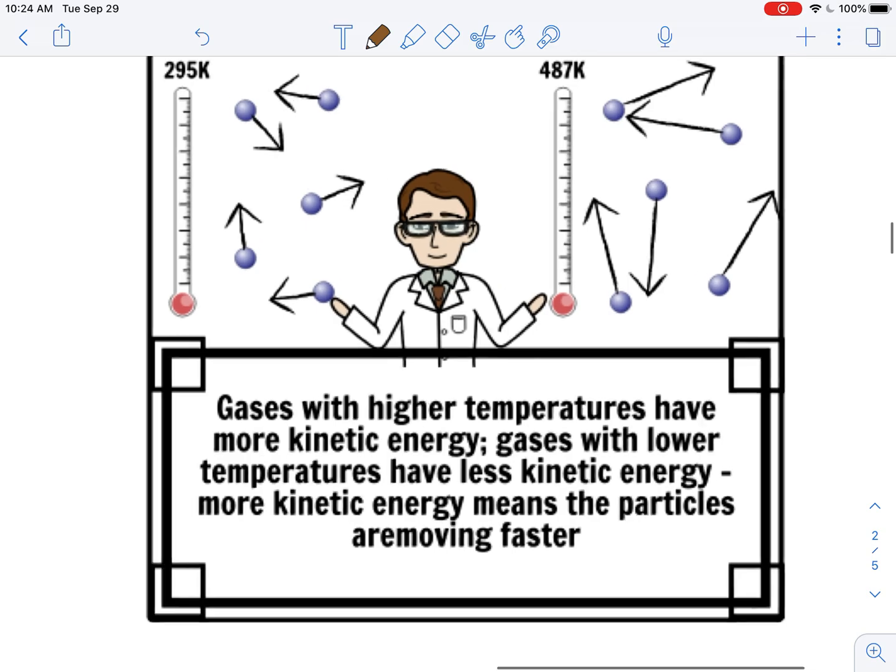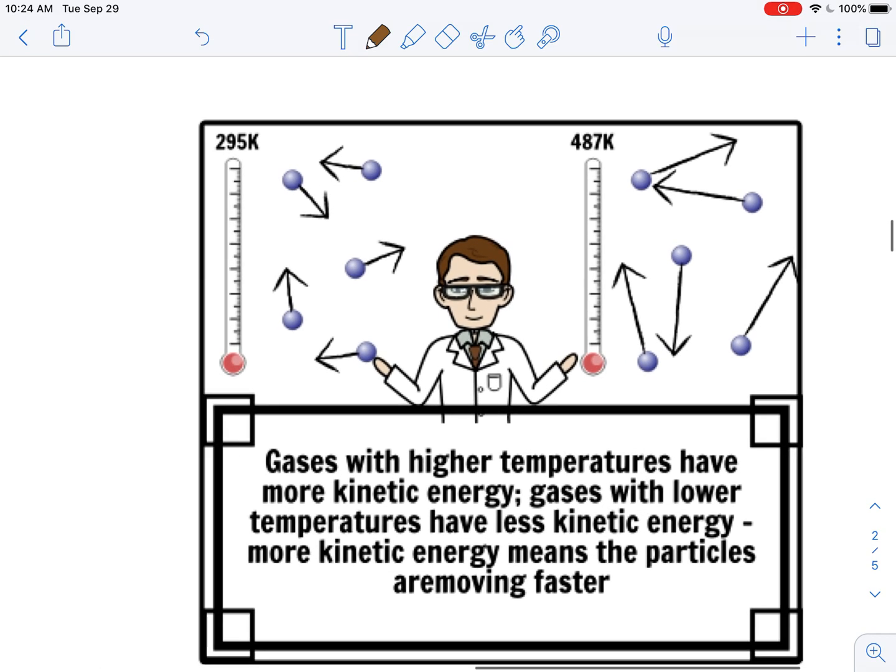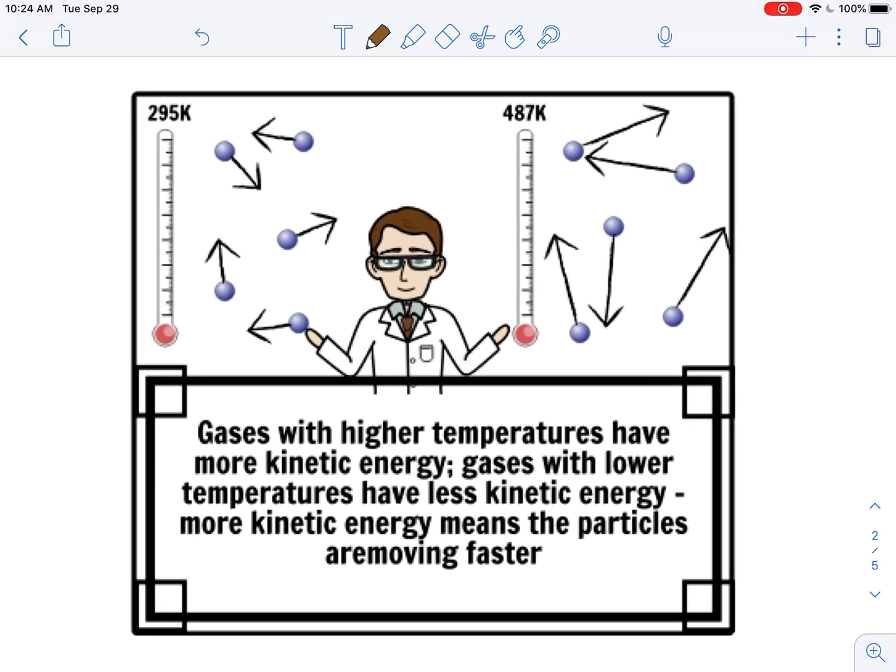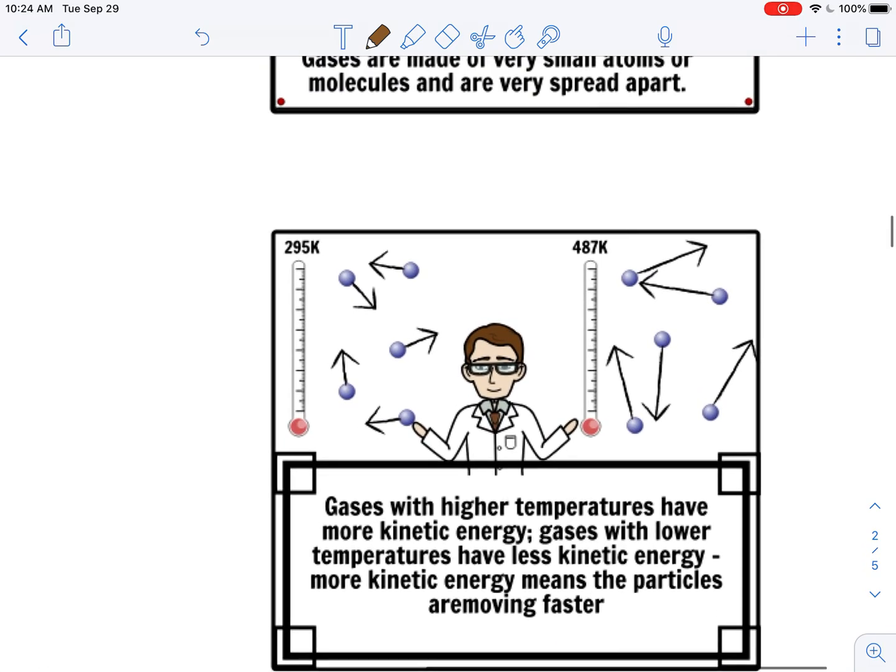And then finally, this one here is the one that we're going to be focusing on in this discussion. Gases with a higher temperature have more kinetic energy, and gases with a lower temperature have less kinetic energy. The higher the kinetic energy, the faster the particles move. So this says that the kinetic energy is directly proportional to the temperature. As you get a substance hotter and hotter, it's going to have more and more kinetic energy.